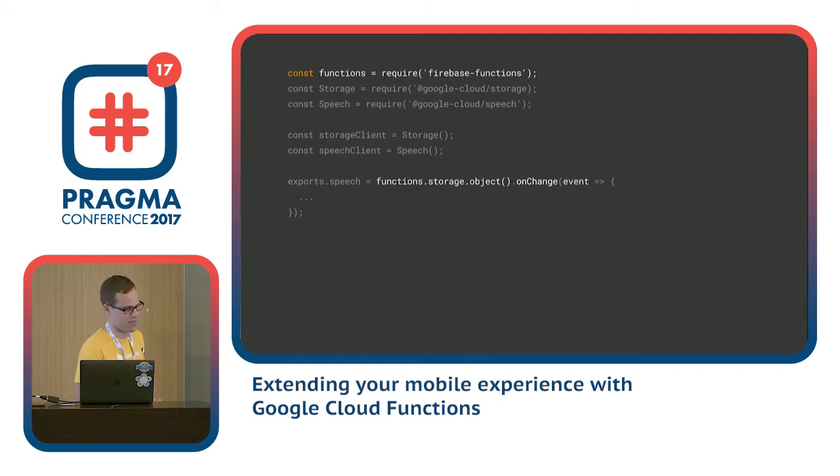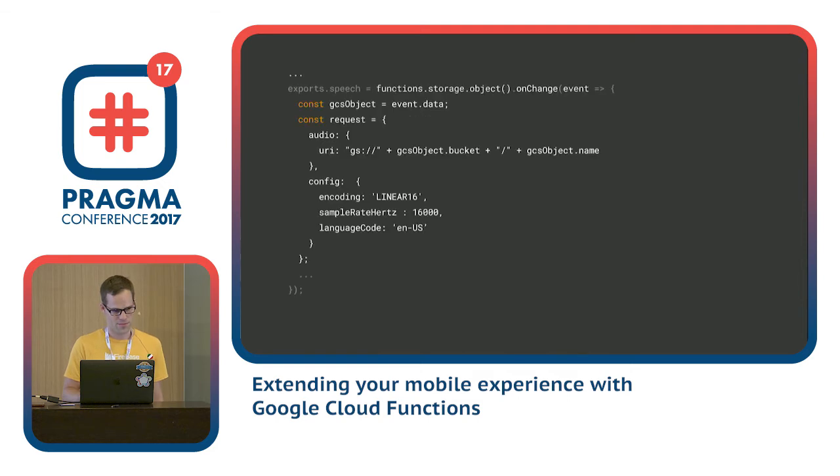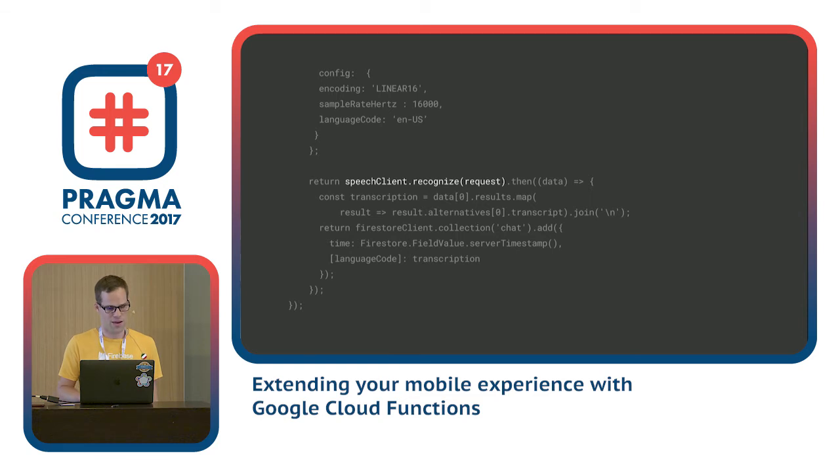Our function will be given an event object, which is actually very powerful. The event has a data field that has all the features of the object metadata you would get from Cloud Storage. In this case, we just use the Google Cloud Storage bucket and object name to compose a simple request for the Cloud Speech API. Now that we have created the request for the Cloud Speech API, we can use the Speech SDK to process our audio file.